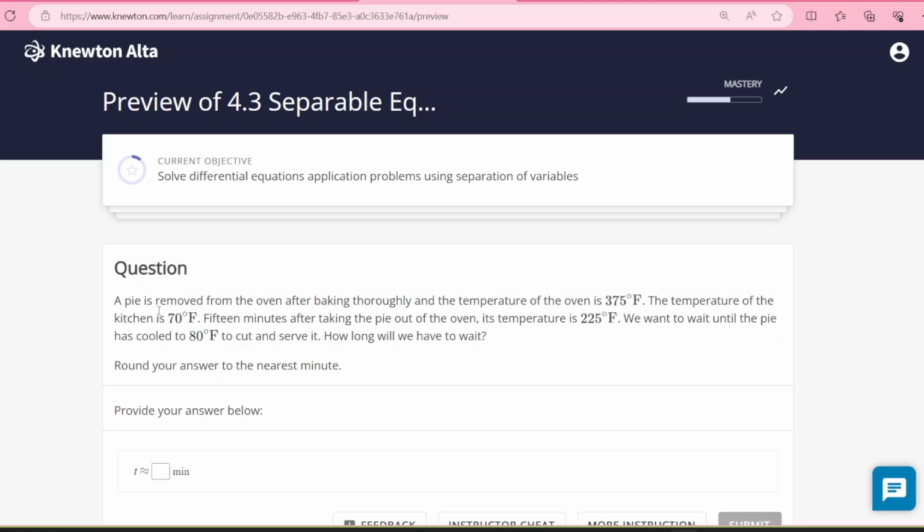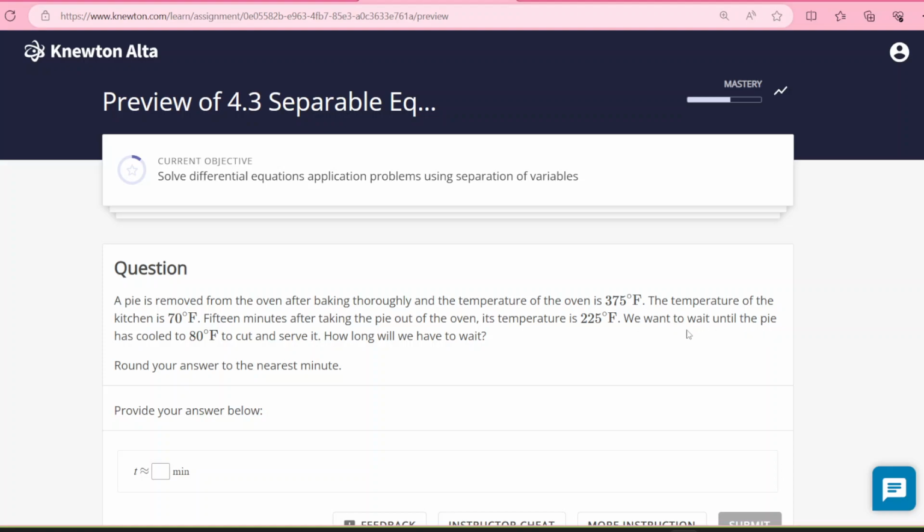So, yeah, a pie is removed from the oven after baking thoroughly, and the temperature of the oven is 375 degrees Fahrenheit. The temperature of the kitchen is 70 degrees Fahrenheit. 15 minutes after taking the pie out of the oven, its temperature is 225 degrees Fahrenheit, right? So it went from 375 when it was pulled out to 225 degrees, 15 minutes later.